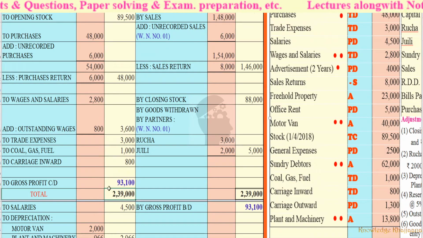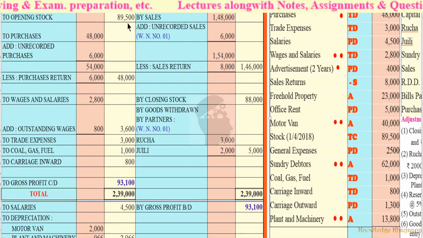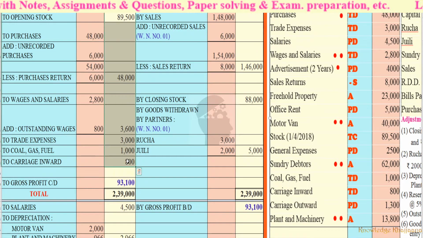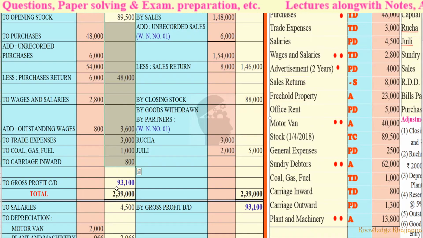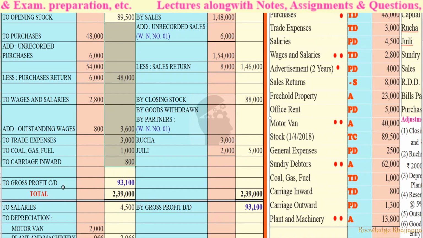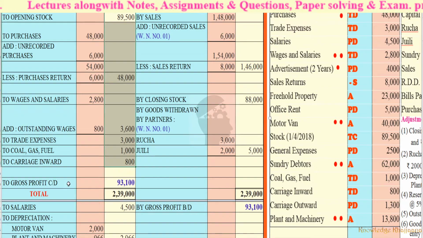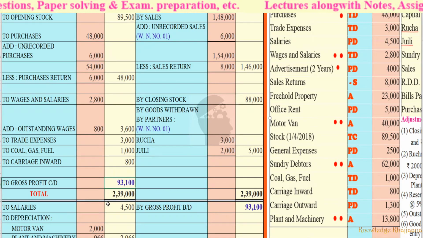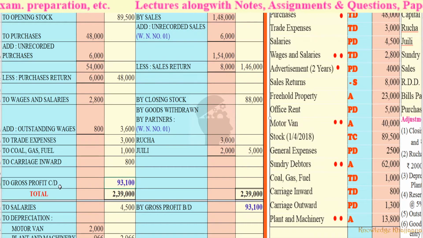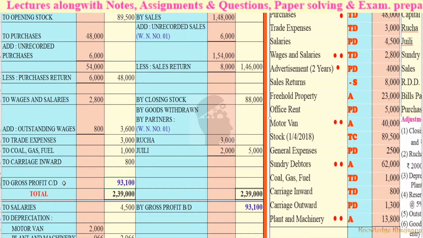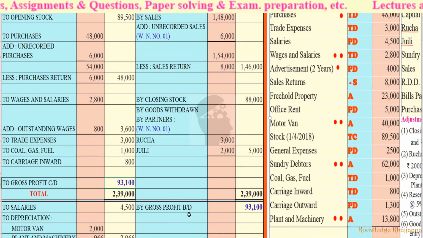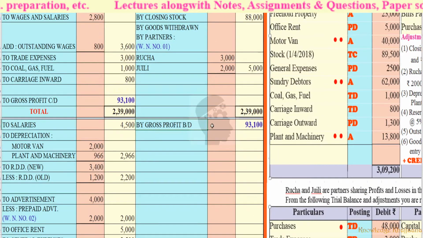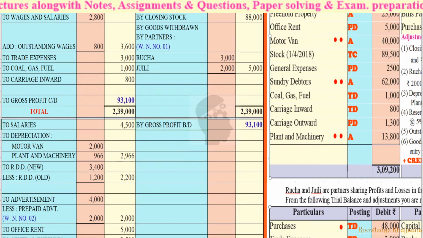2,39,000 is the total, right? Then we have to calculate the total of these items and deduct it from the total, and we will get the gross profit. So the gross profit is rupees 93,100. That is the gross profit carried down. We have to bring down that gross profit to the profit and loss account credit side. So by gross profit brought down, it is rupees 93,100.